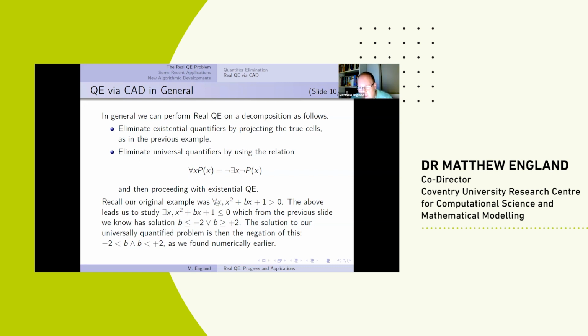So now I look at the actual example that we studied numerically at the start. For all x, x squared plus bx plus 1 is greater than 0. The negation of that constraint is x squared plus bx plus 1 is less than or equal to 0. And I then study that existentially, which was the example from the previous slide. I know the answer is b has to be less than or equal to -2 or greater than 2. So I simply negate that answer, and I end up that b has to be between -2 and +2, which is what we discovered numerically at the start.